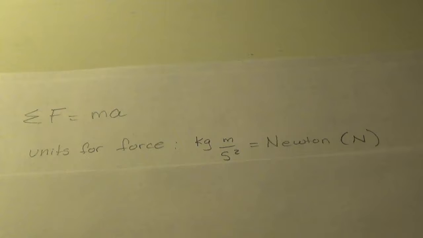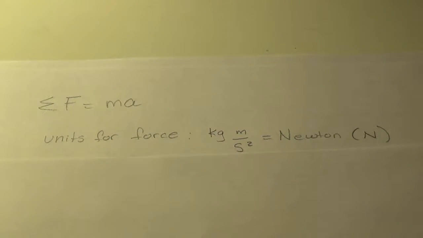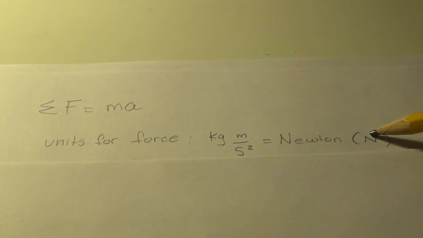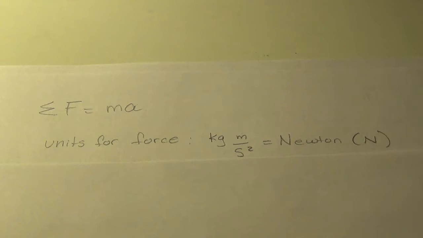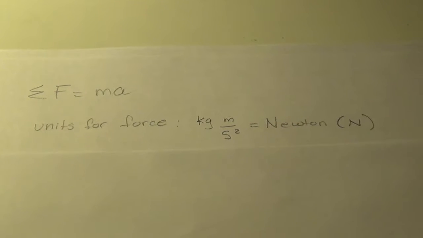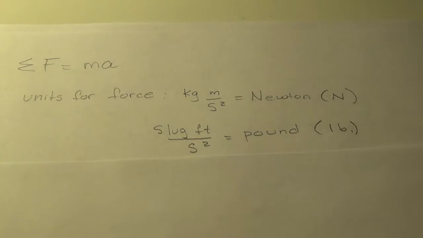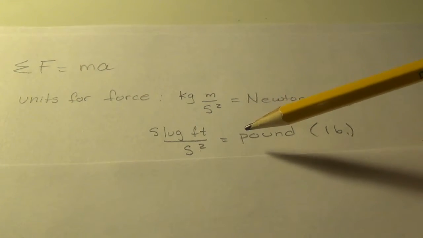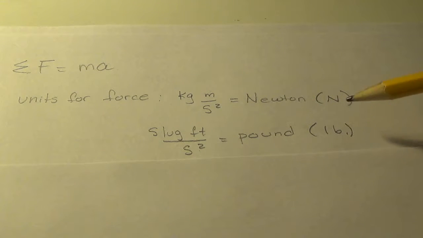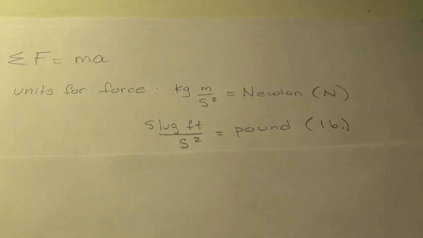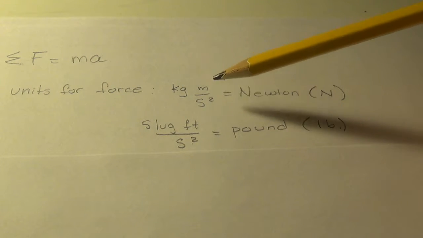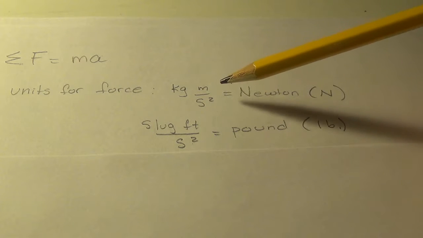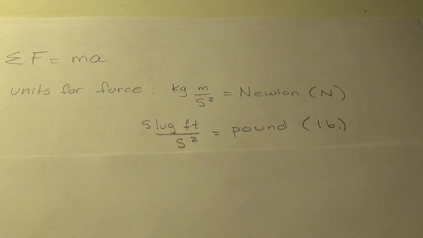Well, we just said that the unit for force is the Newton, and its abbreviation is N, capital N, and it stands for kilogram meters per second squared. In the English units, it's a slug foot per second squared, which is the pound, abbreviated LB. There are lots of other units. Anything that has a mass, a distance, and divided by a time squared would be a legitimate unit for force.